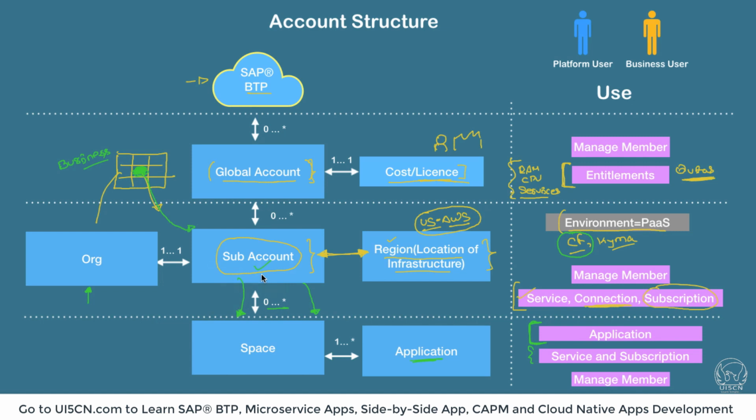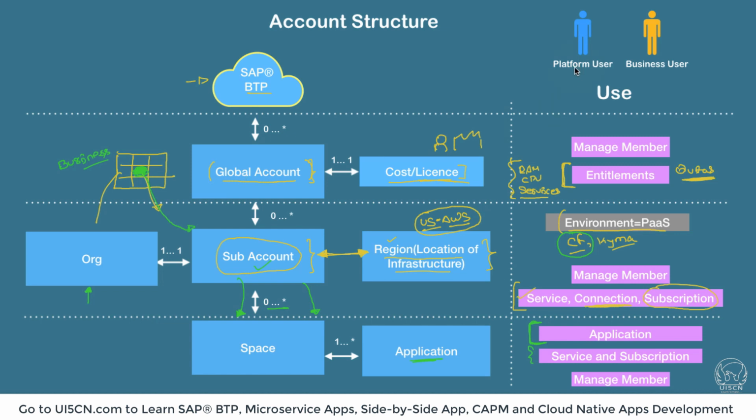And the sub-account is the place where you will be having specific destinations, specific services, and the spaces are the place where you have specific applications. So spaces are for application, sub-accounts are for administration, and global account is for business administration. So that is a small thumb rule which you can follow.